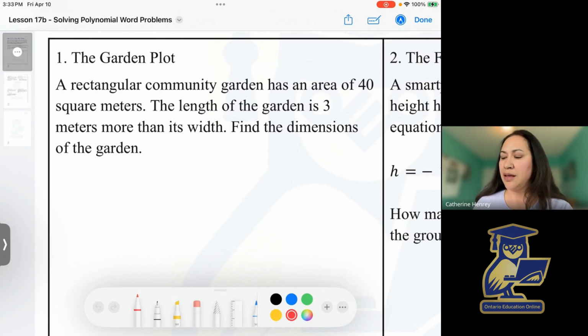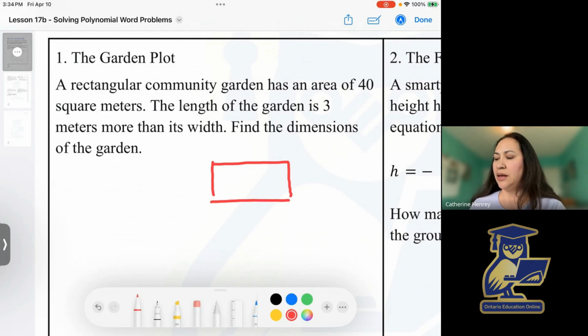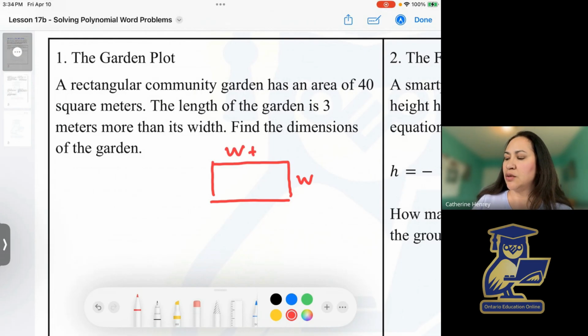Number one, I think this is an easier problem to draw a quick diagram. So let's draw a rectangle for our garden where we have a length and the width. The length is going to be the longer part, and it says the length of the garden is 3 meters more than the width. So if the width is W, the length should be equal to W plus 3. And that is a really important piece of information.